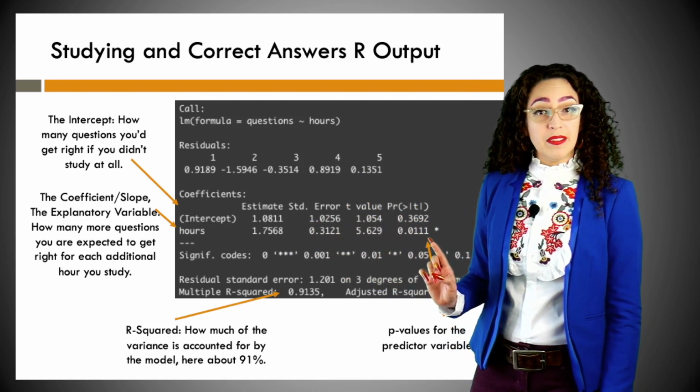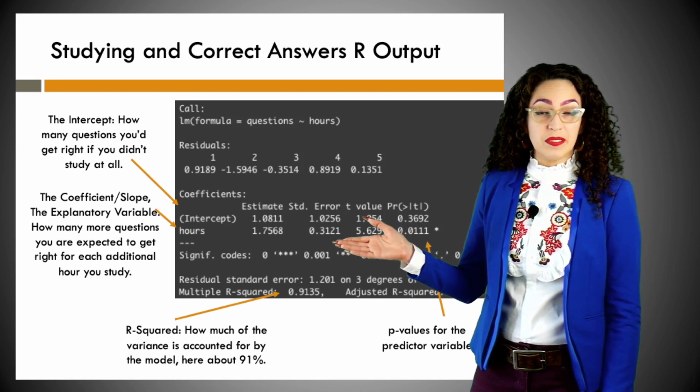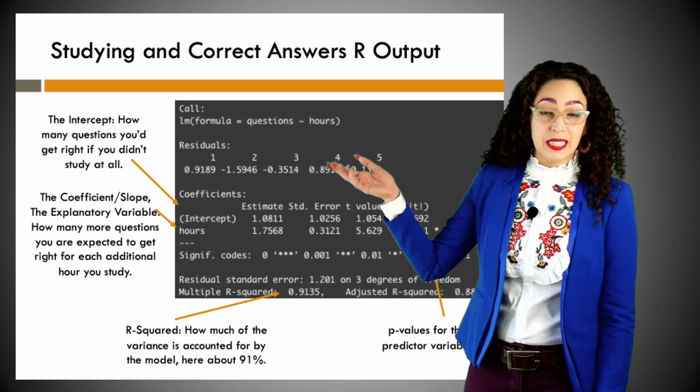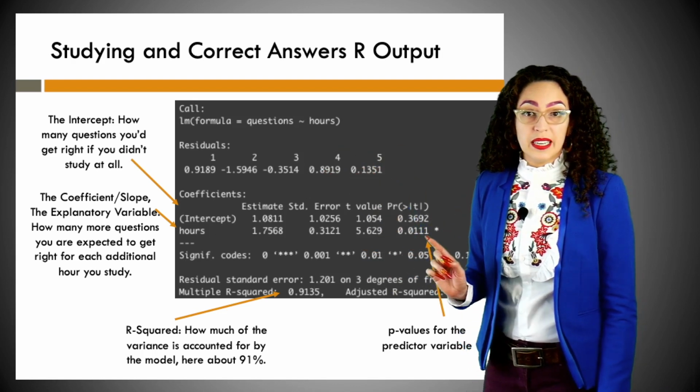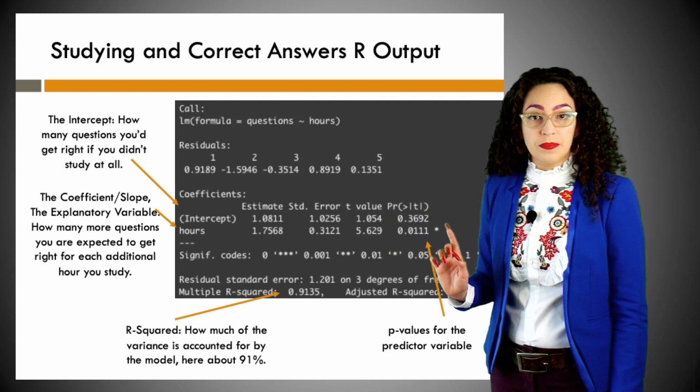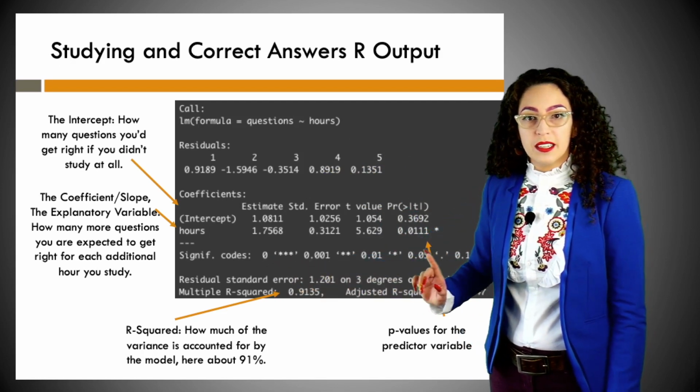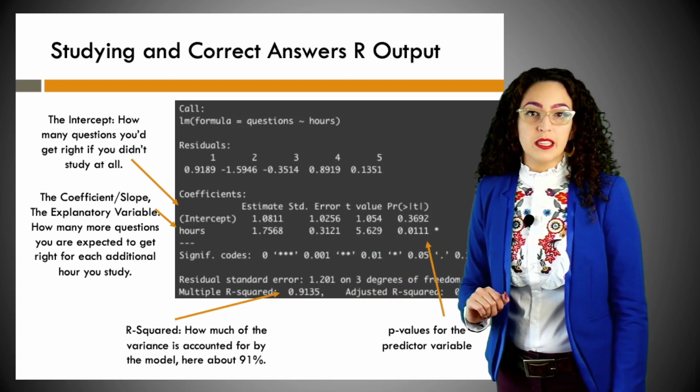We can still get a p-value for this, basically saying, is the number of hours actually important and predictive and relevant to predicting the number of questions you get correct? Now, our p-value is 0.01111, and we have this little asterisk right here, and that lets you know there's a little guide here. One asterisk lets you know that it's significant at the 0.05 level.